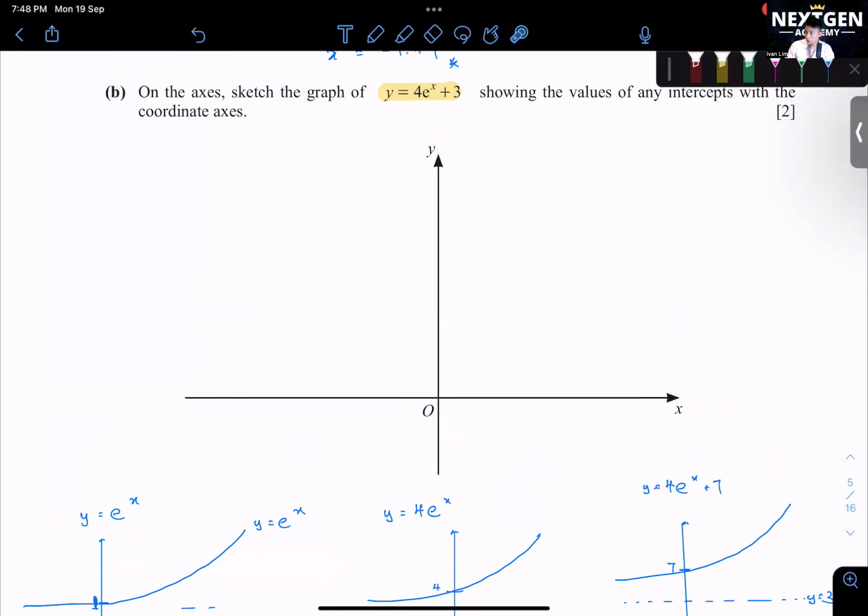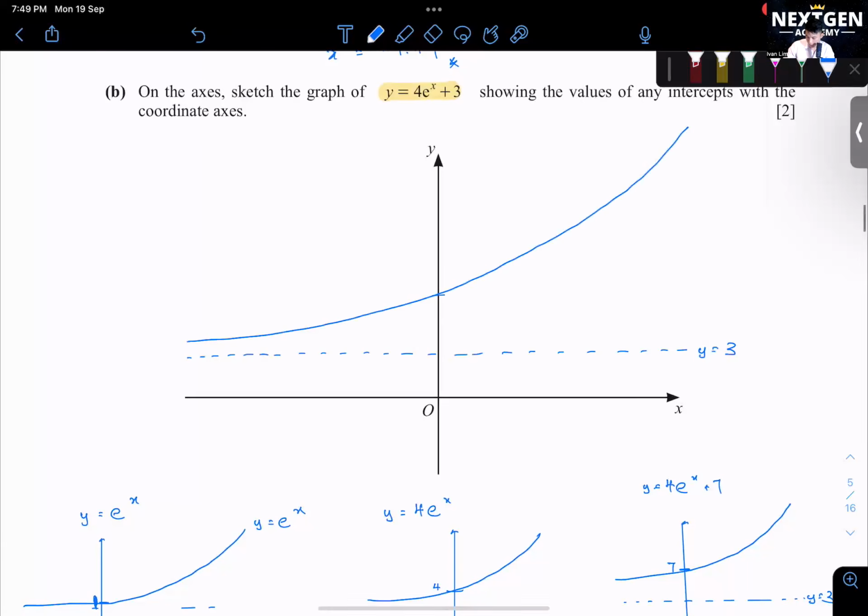So they say show the values of any intercepts with the coordinate axis. We need to show this asymptote also, y equals 3. This will be 1 mark. Then this one will be 7. So y equals 4e to the power x plus 3. It's just really understanding how each value affects the equation.